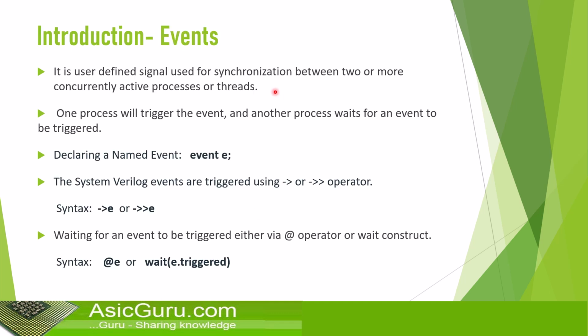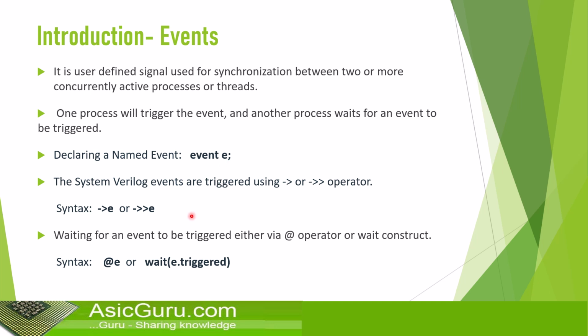An event is a user-defined signal used for synchronization between two or more concurrently running processes or threads. You can think of it like a handshake mechanism. Here one thread triggers the event and another thread waits for the trigger. You can declare an event by using the keyword event and then the event name.